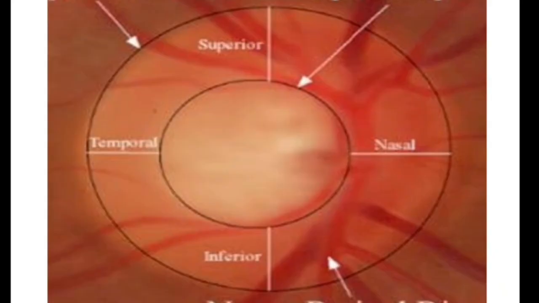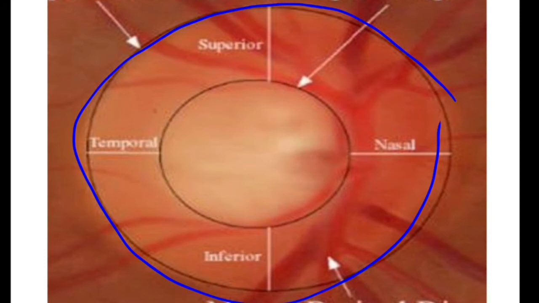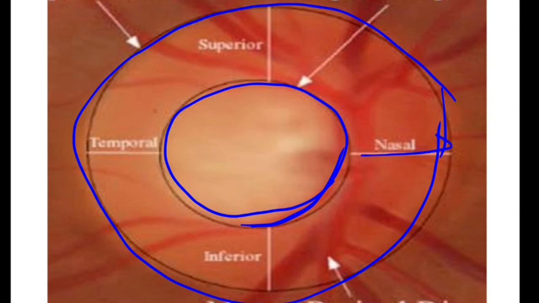Next, coming to the neuroretinal rim. So what is the neuroretinal rim? As you can see in this picture, this is the optic disc margin, and this whitish area inside is the optic cup, and this is the optic cup margin. So the distance between these two is called the neuroretinal rim.